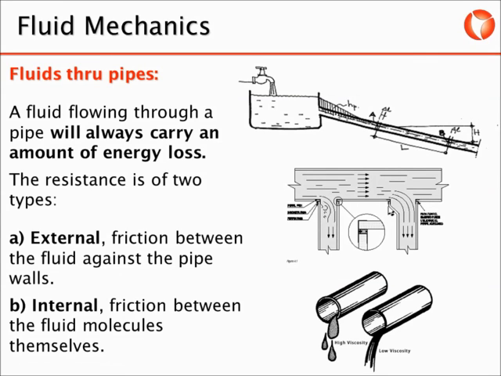A fluid flowing through a pipe will always carry an amount of energy loss, which is spent in overcoming resistance opposing the flow and eventually dissipates in the shape of heat. The resistance that a pipe must overcome is of two types: external, resulting from the friction between the fluid against the pipe walls, acceleration and direction changes, and the resulting turbulence produced inside the pipe. Internal, resulting from the friction between the fluid molecules themselves against each other, in other words, the viscosity of the fluid.